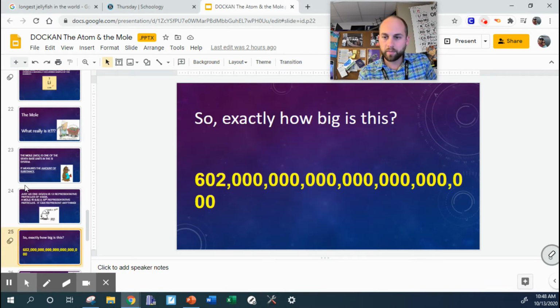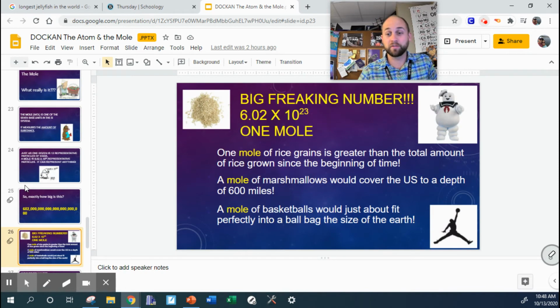So how big is this number? Well, it's 602 with like 21 zeros after it. And it's really, really big. In fact, it's a big freaking number. If we had a mole of rice grains, 6.02 times 10 to the 23rd of those, we would have the total amount of rice grown since the beginning of time, roughly. Obviously, this is an approximation.